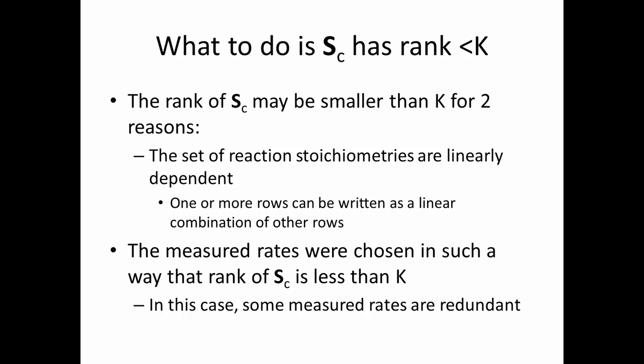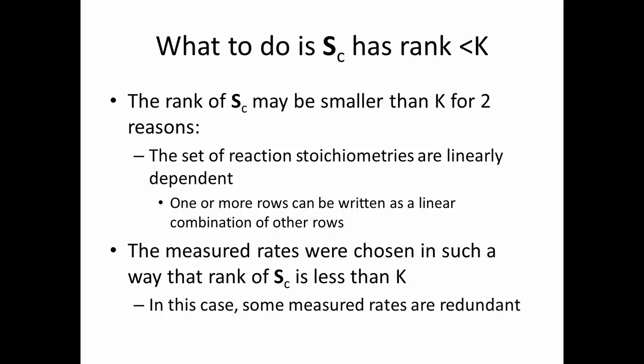So what do we do about that? What do we do if our SC matrix has a rank of less than K? The rank may be smaller than K for two reasons. We've got to first find out why it is less than K. The set of reaction stoichiometries could be linearly dependent on each other. There could be some rows that can be written as a linear combination of other rows. We'll see an example of that. Or the measured rates were chosen in such a way that the rank of SC is less than K. We'll show an example of that also. In that case, some of the measured rates are redundant. So that's going to cause us a problem.